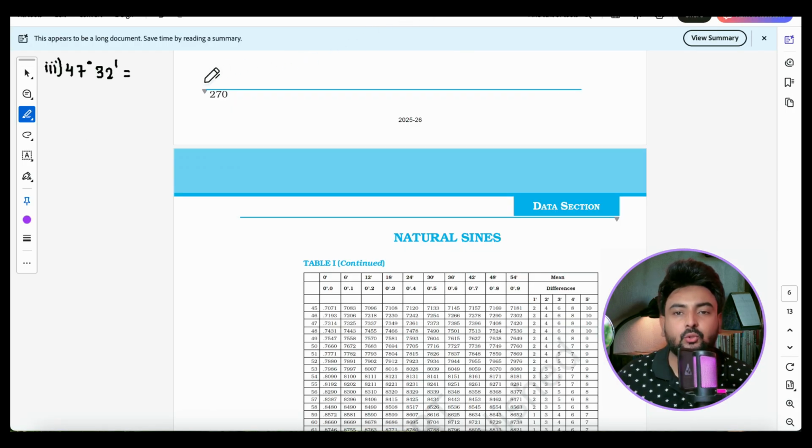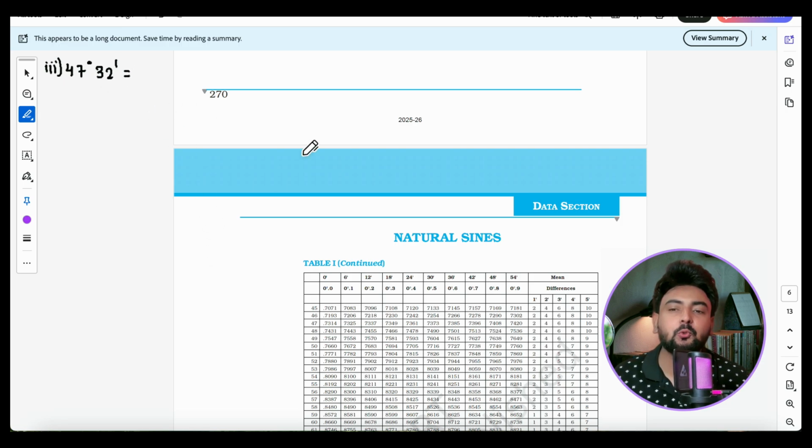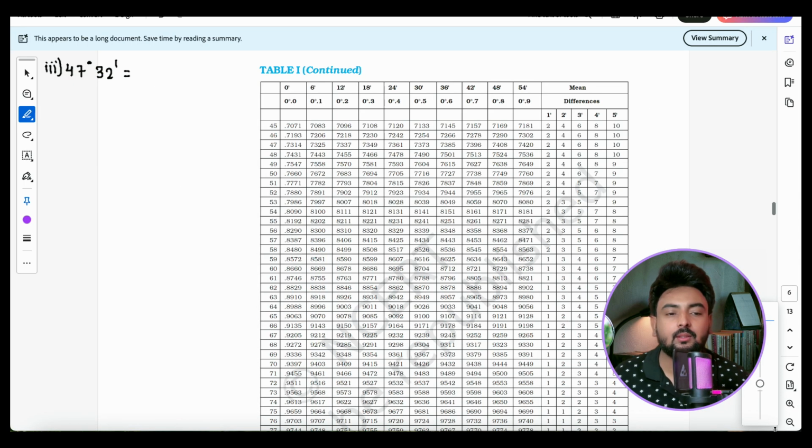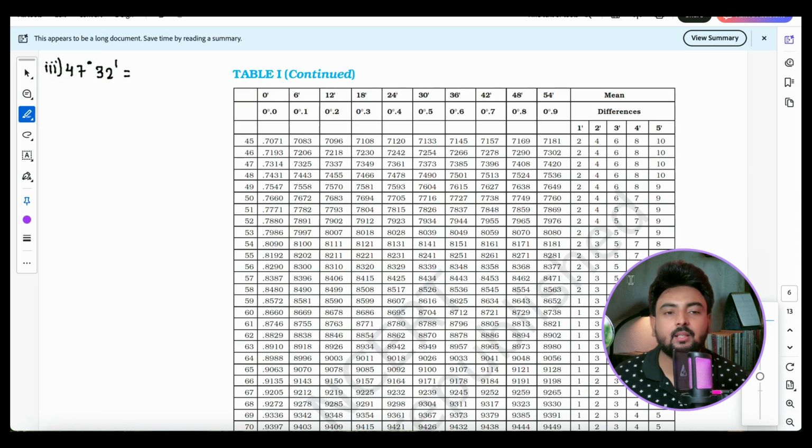Now children, the next question is very interesting. We have to find the value of sine 47 degrees and 32 minutes. So now see what I'll do. First of all, I'll go to the 47 degrees column. So it's over here. To be more precise, I'll just zoom in so that it will be more clear to you. I hope the screen is quite clear now.